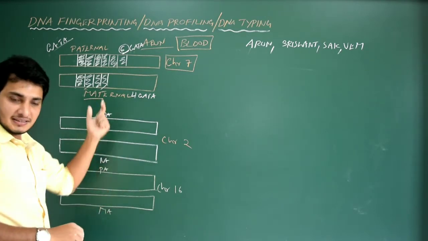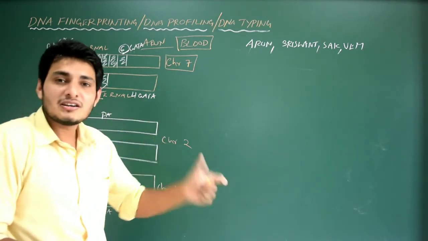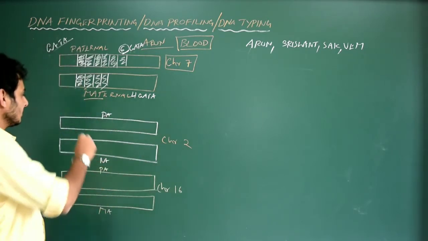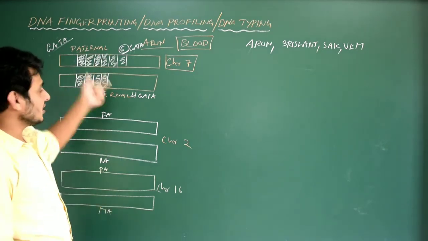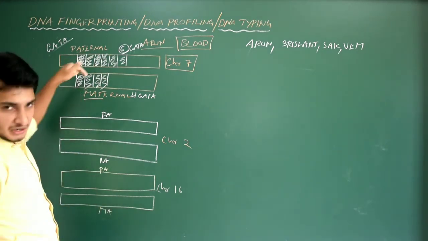Hope you understood why. The thing is, individuals are different. Got it? Okay. And these 2 chromosomes are given by different individuals, that is father and mother. But it is in my body now.